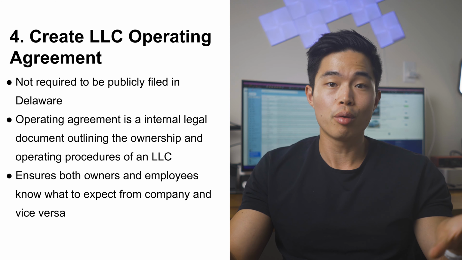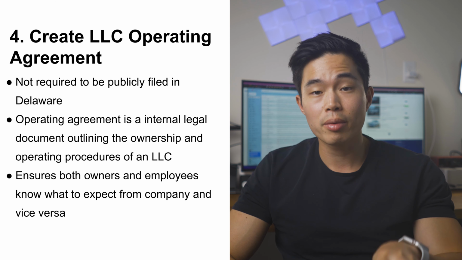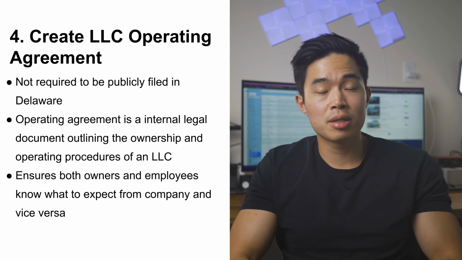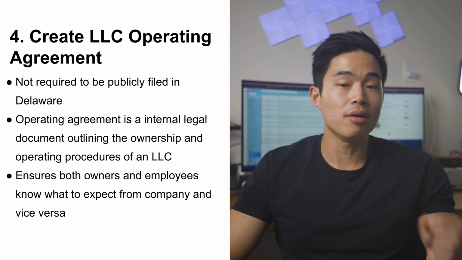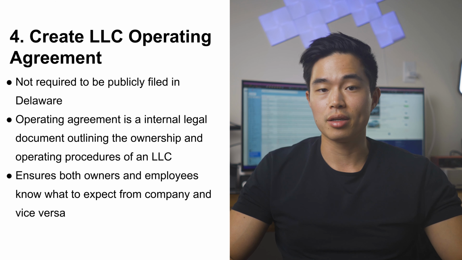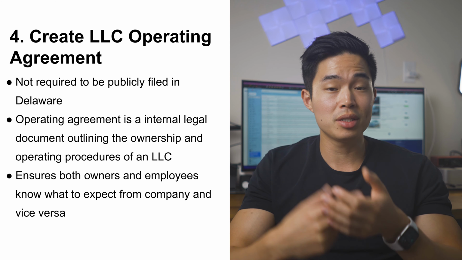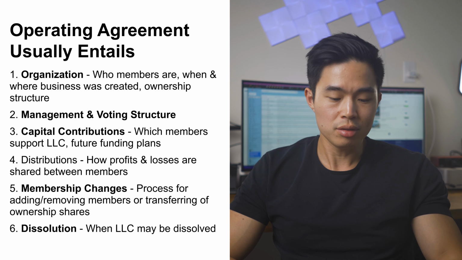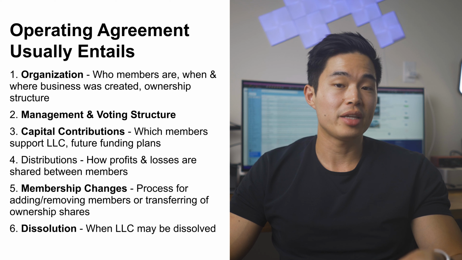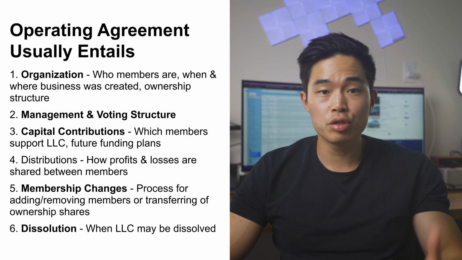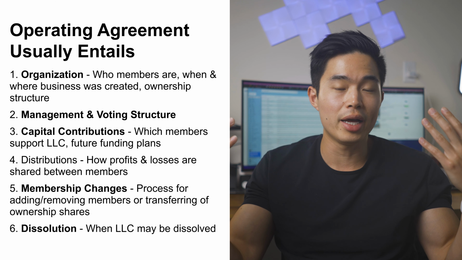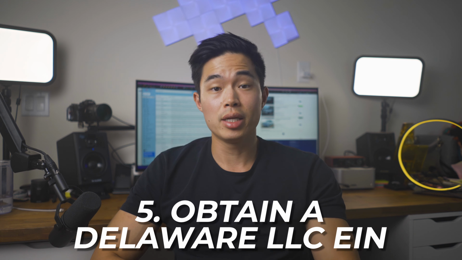Next is you're gonna create an LLC operating agreement. Now, this is not required to be publicly filed in Delaware, but I still recommend having one. And basically, this is just an internal legal document that outlines the ownership and operating procedures of your LLC. It's gonna ensure that both the owners and employees know what to expect from the company and vice versa. They'll have information about the organization, so who the members are. They'll have the management and voting structure, the capital contribution information, distribution information, any membership change rules, as well as the rules for dissolution.